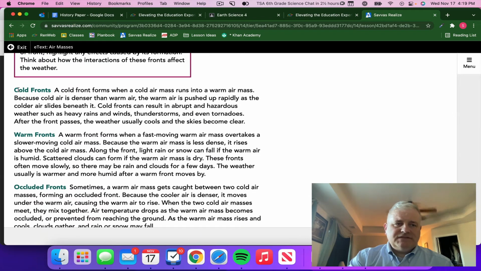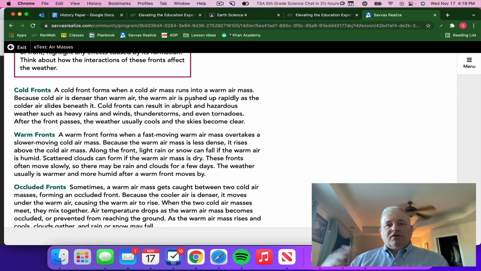So we have cold fronts here, and typically cold fronts form when a cold air mass and a warm air mass collide. And because the cold air is denser than warm air, the warm air is pushed up, and it causes things like bad thunderstorms and tornadoes and heavy winds and rain and all sorts of severe weather situations. So that's cold fronts. We have warm fronts when a fast-moving warm air mass overtakes a slower cold air mass.